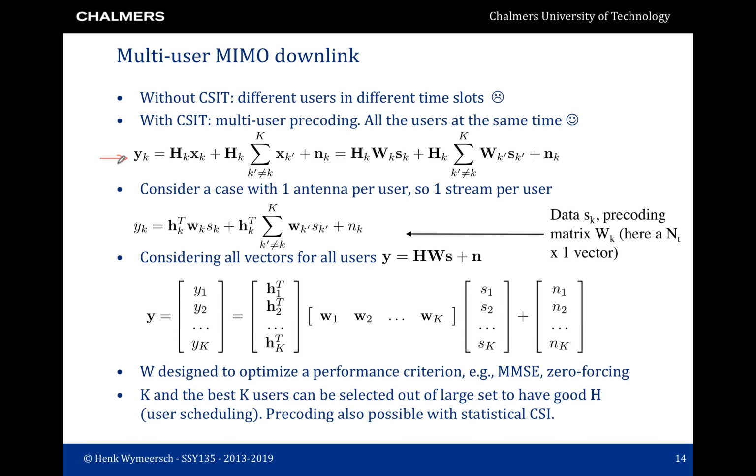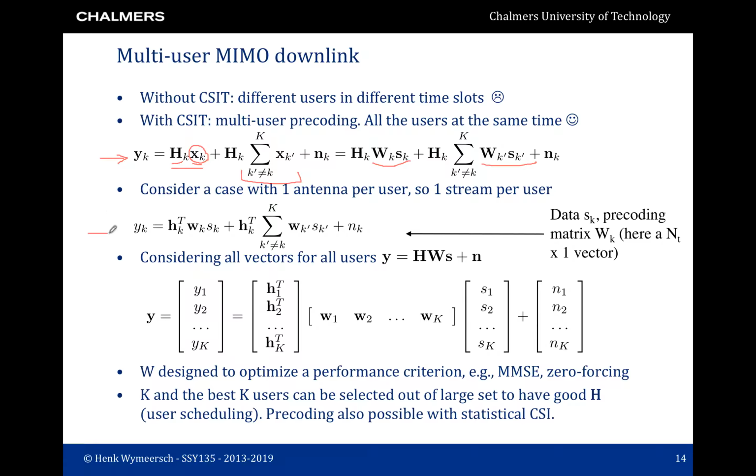The observation at user k is given as before, y_k. It involves a signal intended for user k times the channel, plus signals intended for other users, plus noise. Now, rather than sending data in the x_k itself, we will precode data. So here the s_k is our QAM data, and W_k is a precoding matrix. So W_k times s_k is equal to x_k. The same goes for the other users. So the data of the other users is also precoded with individual precoding matrices. And of course there is noise.